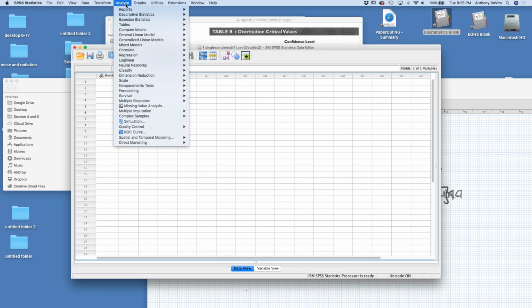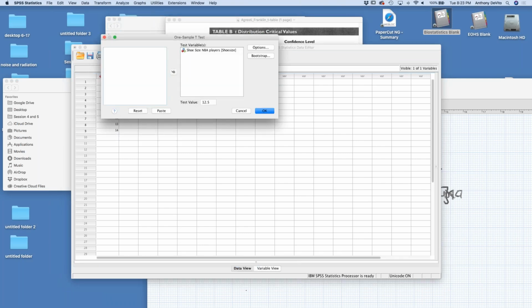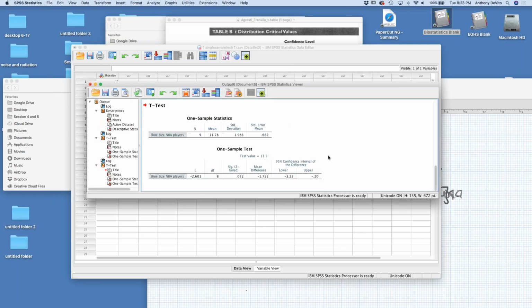Say analyze, compare means, one sample t-test. Remember, it's only one sample being taken here. And this time, I'm going to say the test value, the mean of the group that I'm comparing it to, NBA players, has a shoe size of 13.5. I'm going to click OK, and I'm going to get a result for my t-test now. Okay, so let's see what my t-test says.